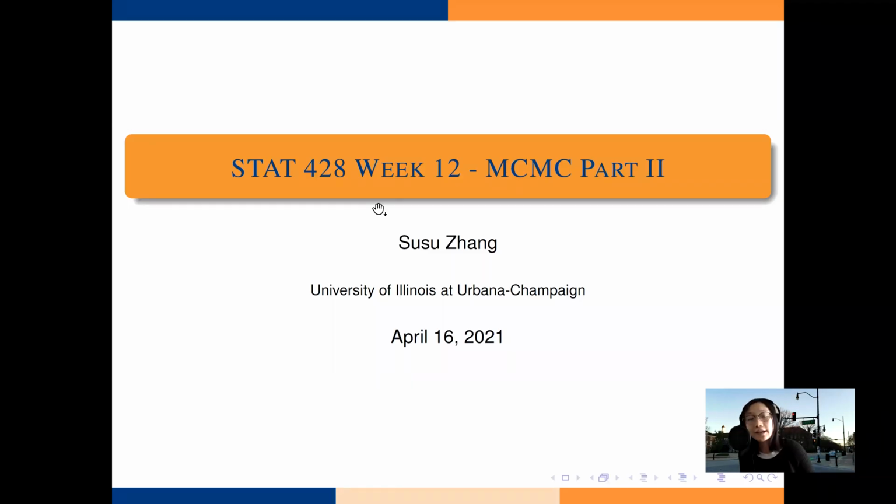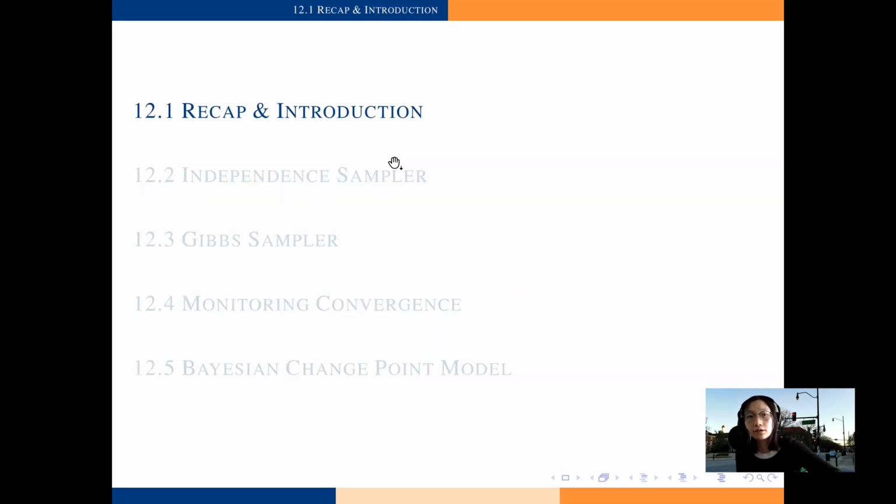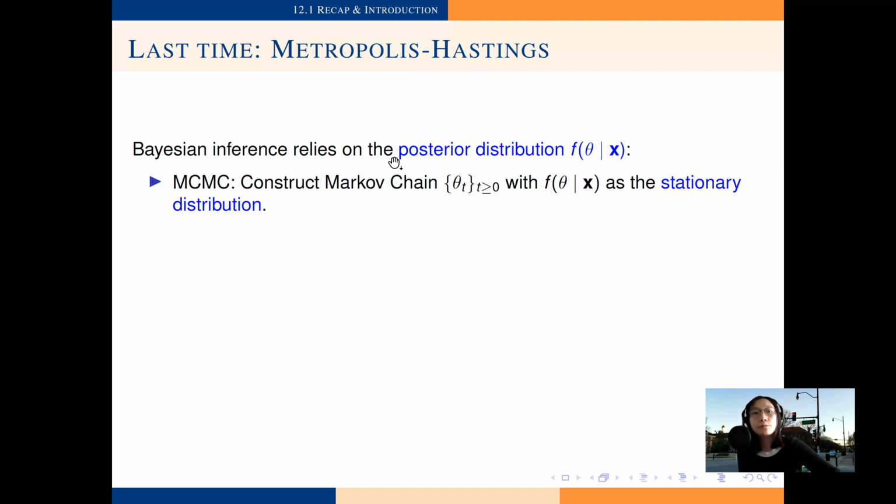Welcome to week 12. This week we are going to wrap up Markov chain Monte Carlo methods. To recap, last time we introduced the Metropolis-Hastings algorithm, which is a very flexible and general method that can be used to construct a Markov chain.